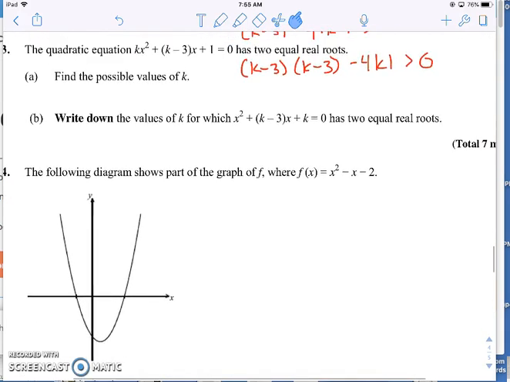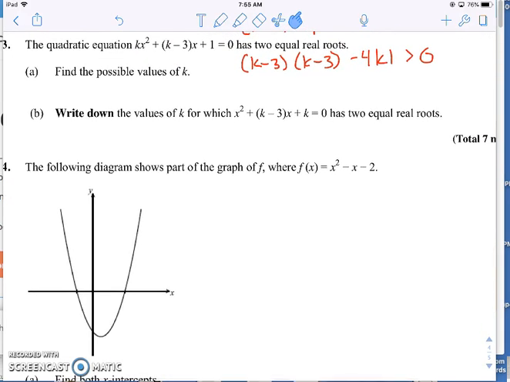So what's the difference on this next one? Write down the values of k for which this has two equal roots. If they're equal, b squared minus 4ac has to equal 0. So we have k minus 3 squared minus 4 times 1 times k equals 0. And then you have to solve this. So once again, you'll have to multiply it out.